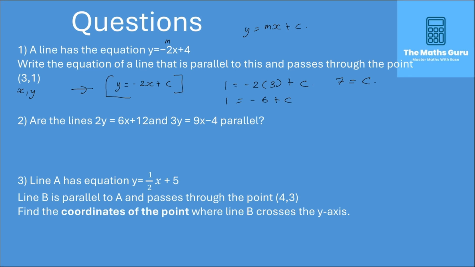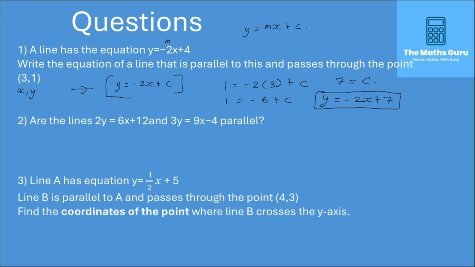Now that we have our value for c, we can look at our general formula and say y equals minus 2x plus 7. And that is our equation of the line which passes through point 3, 1 and is parallel to our original line. The next question asks us to determine whether two lines, 2y equals 6x plus 12 and 3y equals 9x minus 4, are parallel.